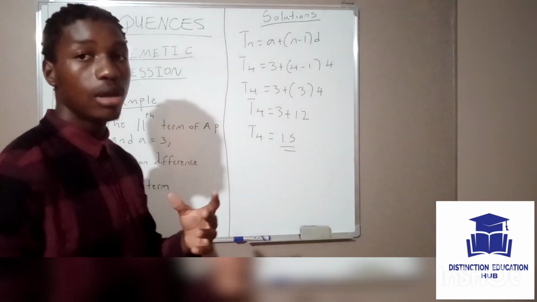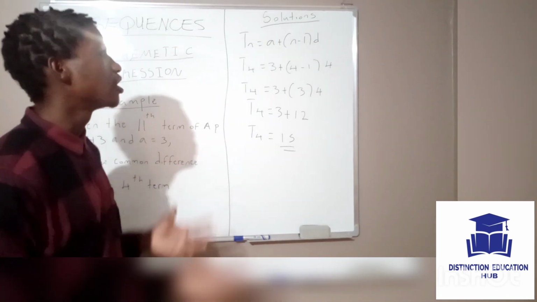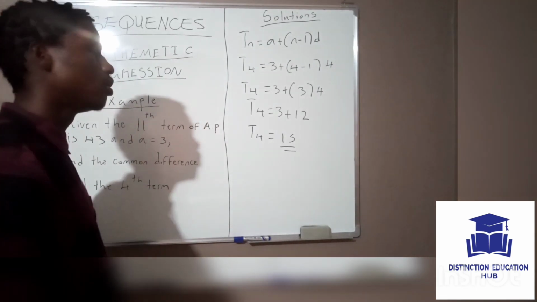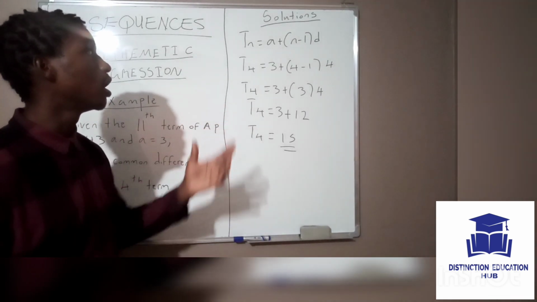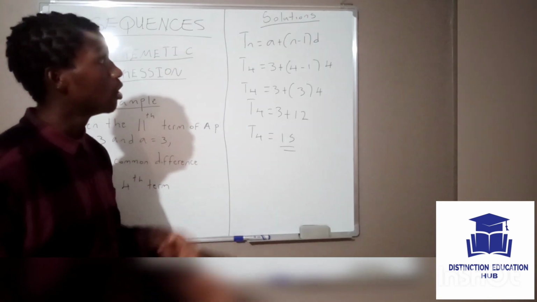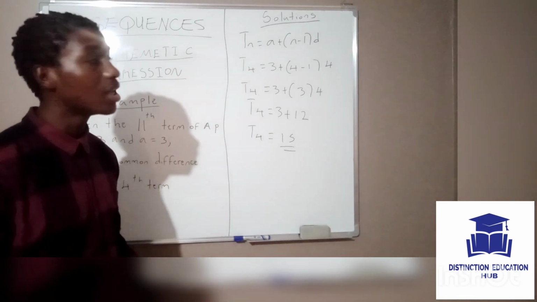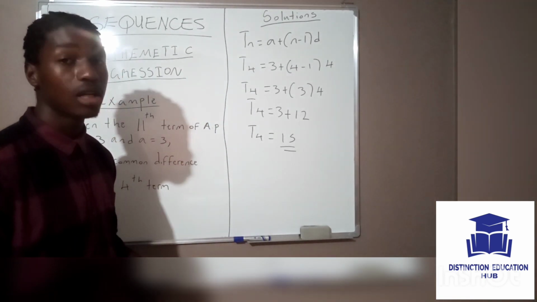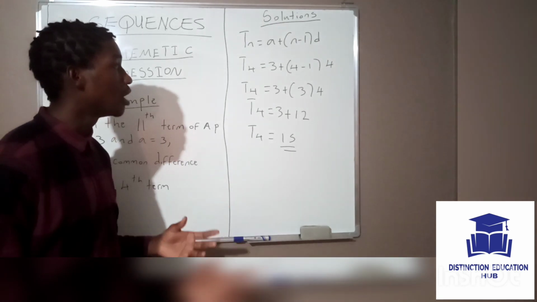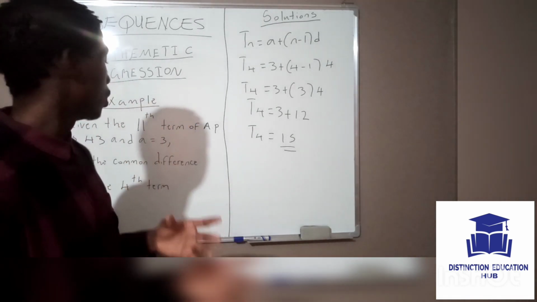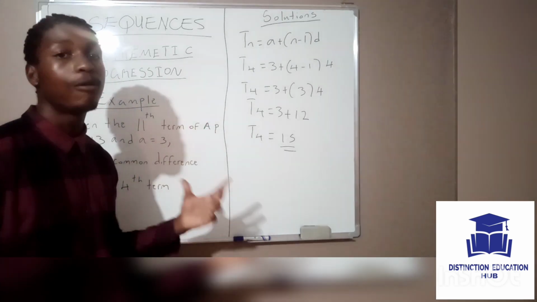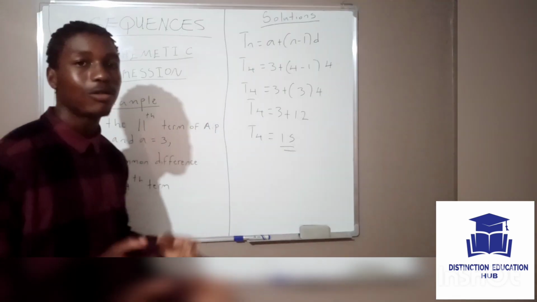Remember, before you start solving your question, you first write down the formula, which is Tn is equal to a plus, open brackets, n minus 1, close your brackets, d. And remember, it's important to note down your data in order for you to easily substitute in the formula. So we've come to the end of our lesson.